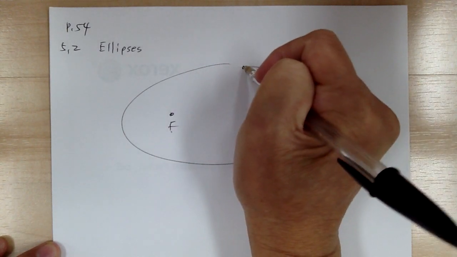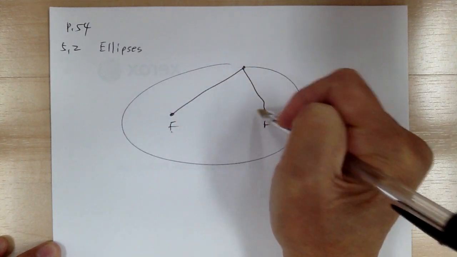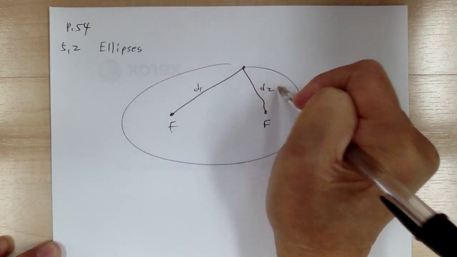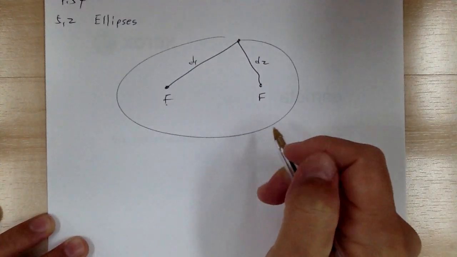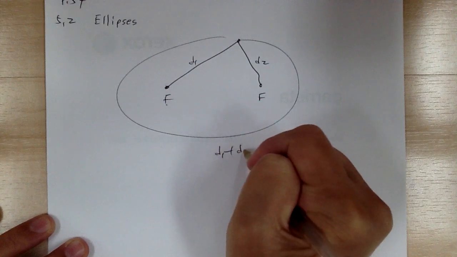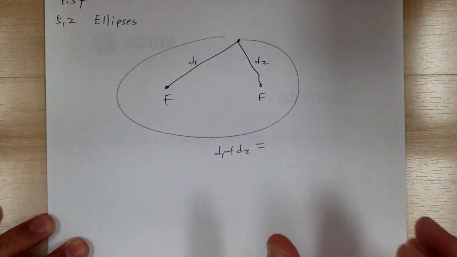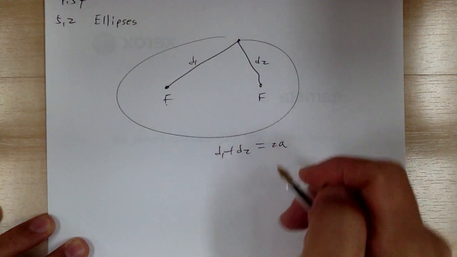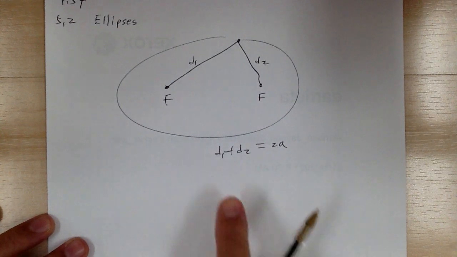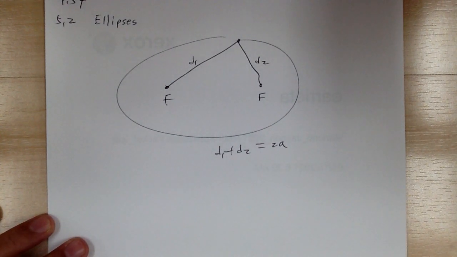Now the definition is the sum of the distances to the two points is equal to a constant. So d1 plus d2 is equal to a fixed number, and its distance is 2a. Okay, so d1 plus d2 equals 2a.